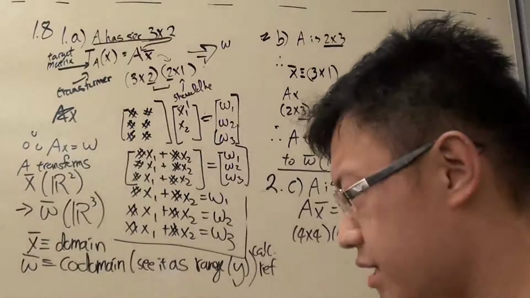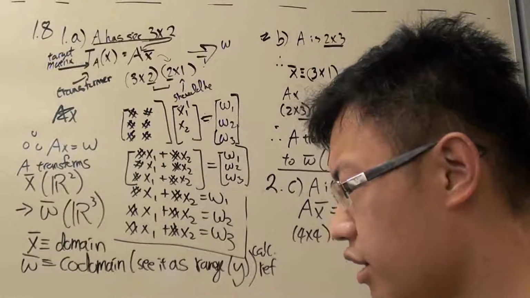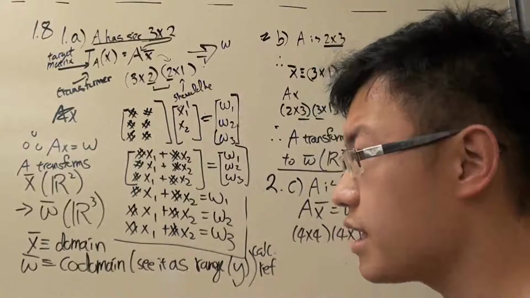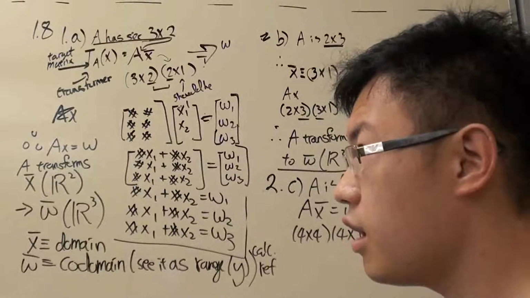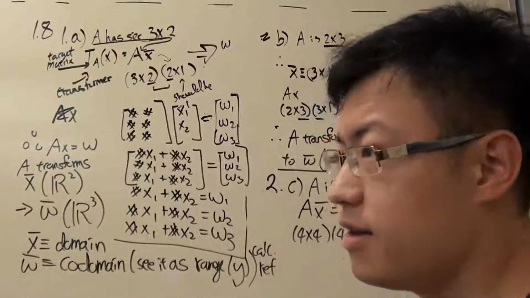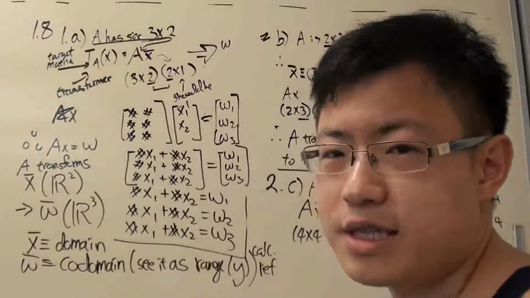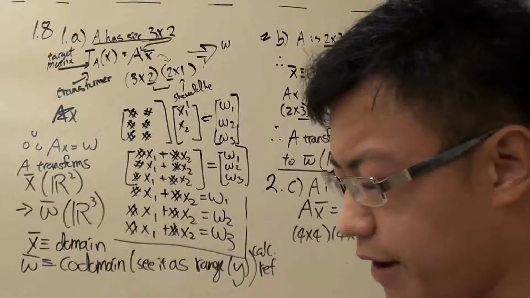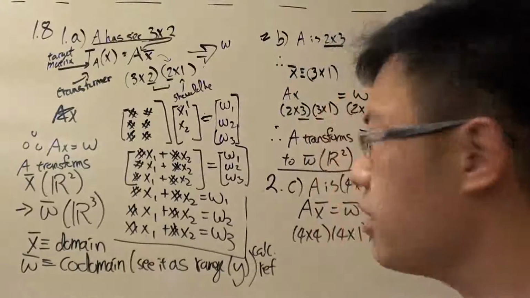How do I say that? Because if it's like f of x, right? A transformation of x based on A. I'm gonna have to figure out how to say this properly. But nonetheless, okay. So the point is you're trying to find the domain and codomain, which is pretty easy.